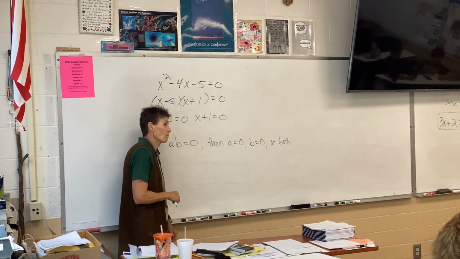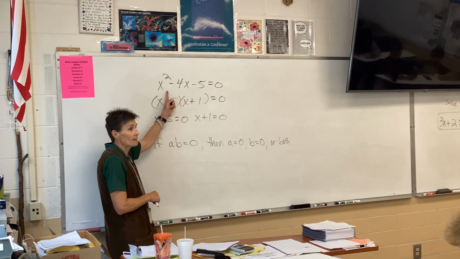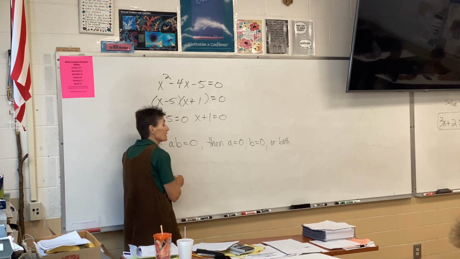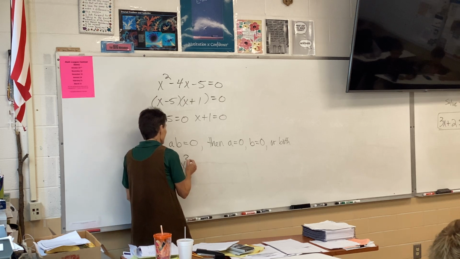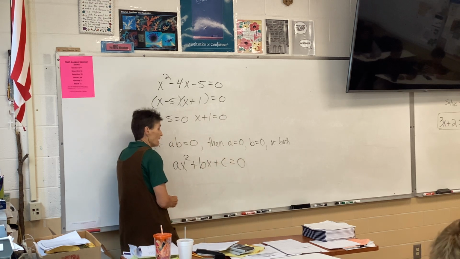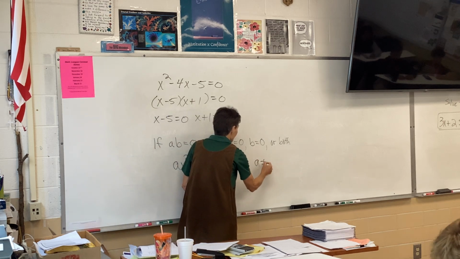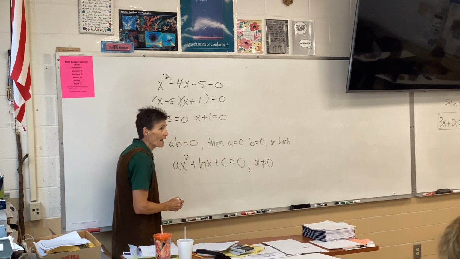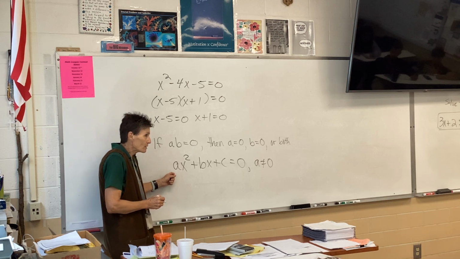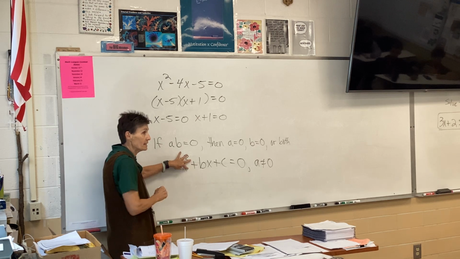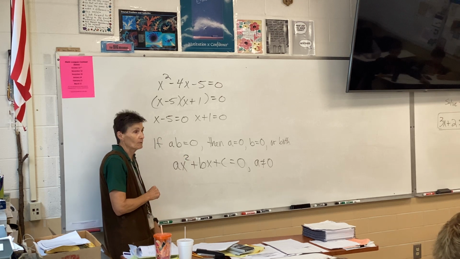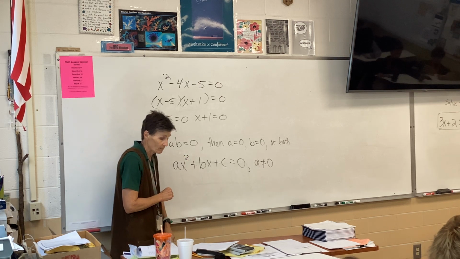What is a quadratic equation? We got one right here. What's a quadratic equation? Something that the degree is 2. Exactly. So it's ax squared plus bx plus c, and a cannot be 0. What happens if a is 0? It's not quadratic anymore, it's linear. So this is an example of a quadratic equation.